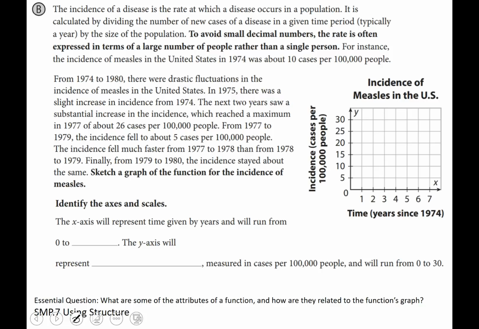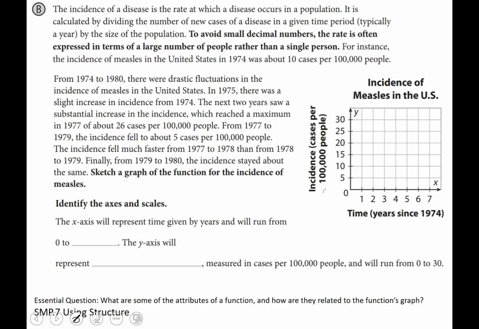So the incidence of a disease is the rate at which the disease occurs in a population. It is calculated by dividing the number of new cases of a disease in a given time period, typically a year, by the size of the population. To avoid small decimal numbers, the rate is often expressed in terms of a large number of people rather than a single person. For instance, the incidence of measles in the United States in 1974 was about 10 cases per 100,000 people. So that's how they noticed their labels here, cases per 100,000 people.